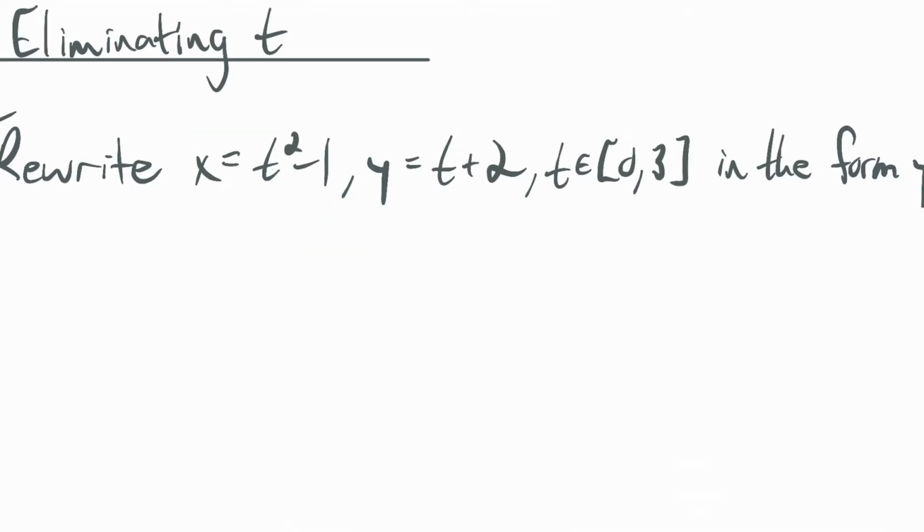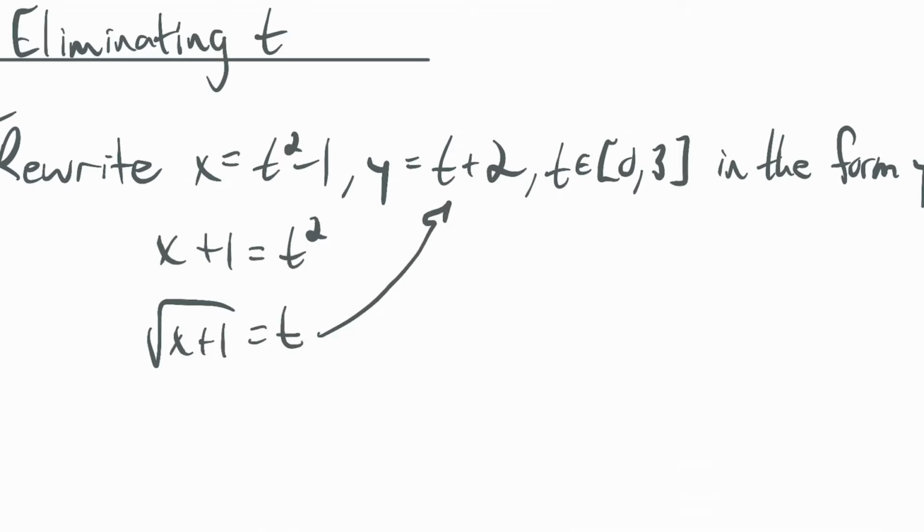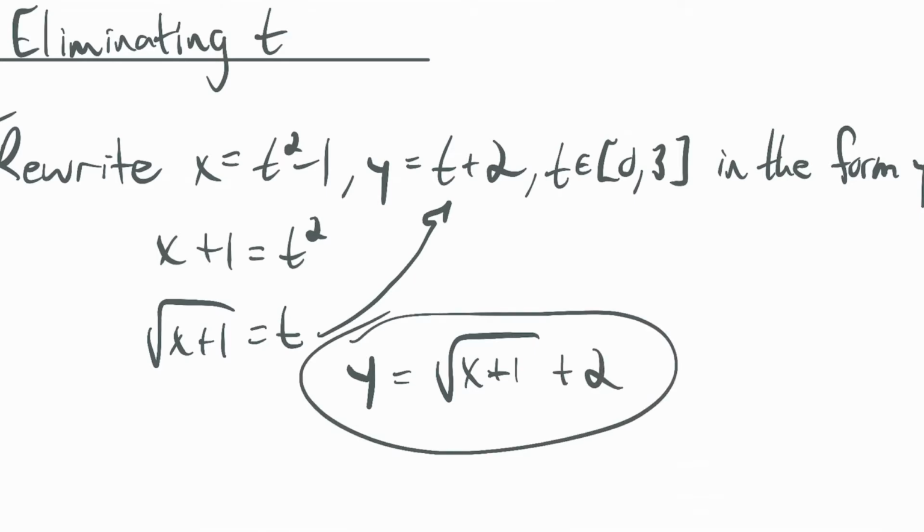Now, I do have to be careful when I'm doing this. I'll add 1 to both sides because I've got t squared, and if I try to use a square root function, I might run into a plus or minus issue. But notice that t is never negative, so that's okay. So here, this is the square root of x plus 1 equals t. Then I can plug that in for t. So y equals the square root of x plus 1 plus 2. So this is the closed form, what we're accustomed to, a function that will have the same graph as this set of parametric equations.